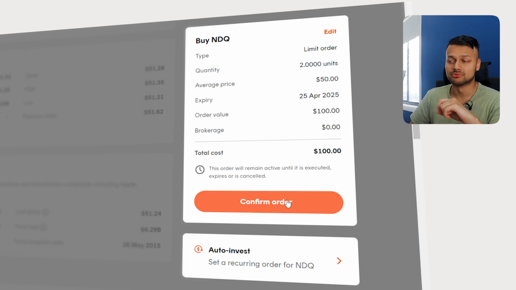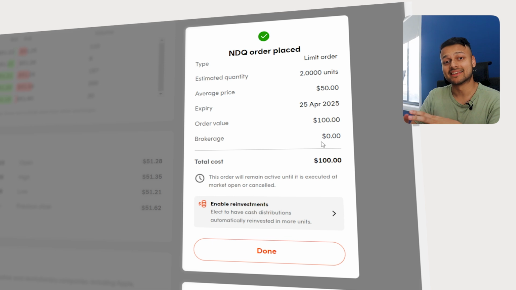So what we'll do is we will then confirm the order. And just like that, the order is placed, and this order will stay in the market for 60 days or less if the order gets executed.